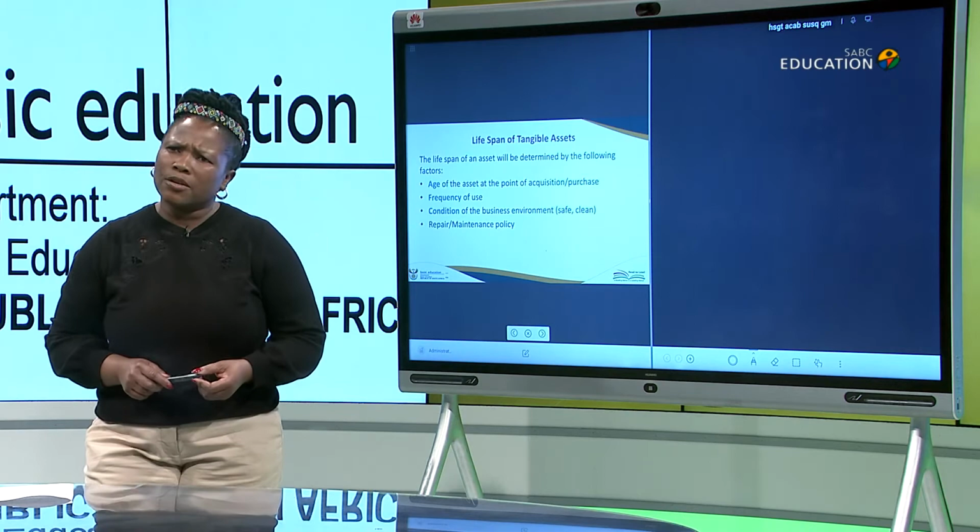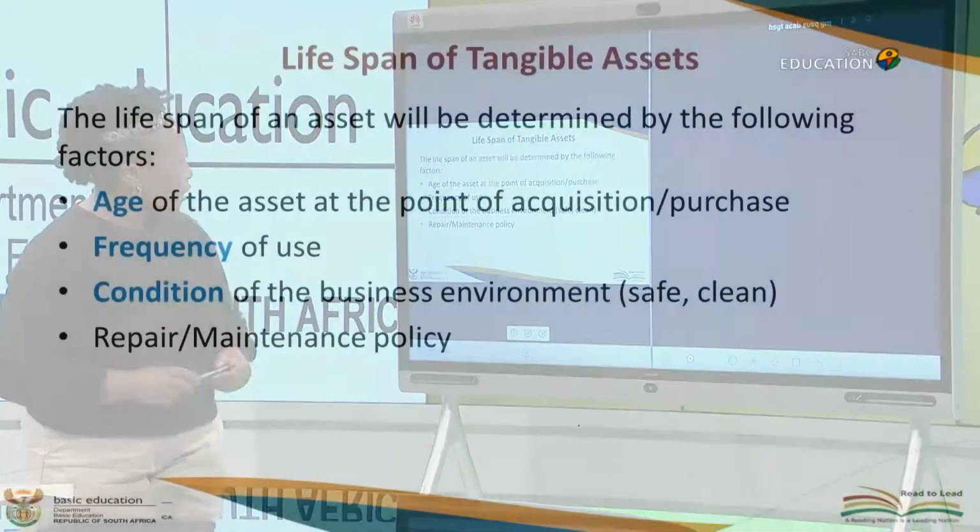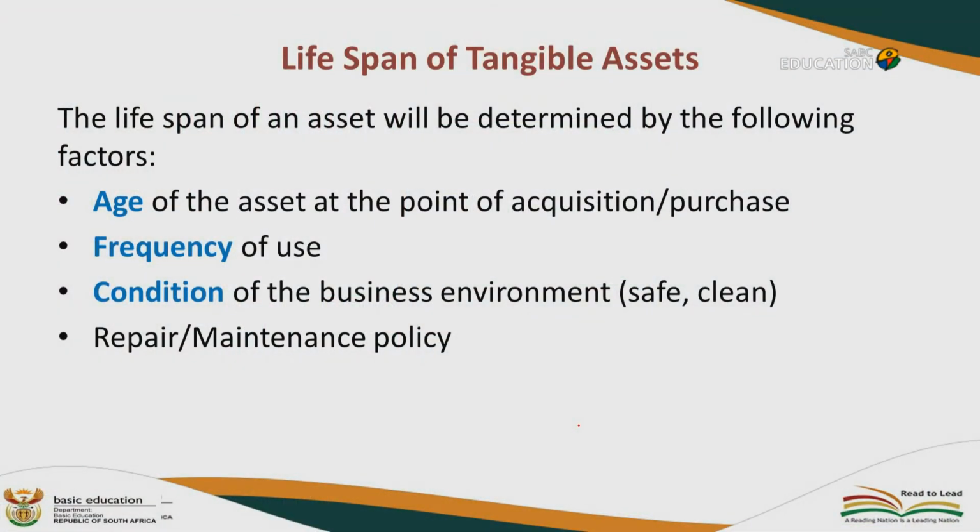Now I'm going to take you to the lifespan of tangible assets. This is very key. The lifespan of tangible assets is determined by the following. Remember, we said that tangible assets have a longer lifespan. You can use them over a longer period when they are well maintained. Let us look at the first factor. Number one, the age of the asset at the point of acquisition.